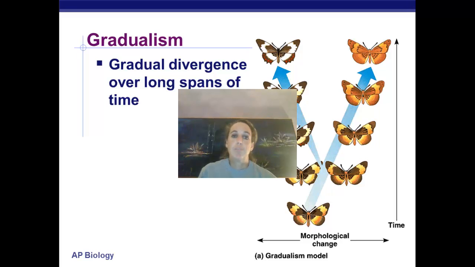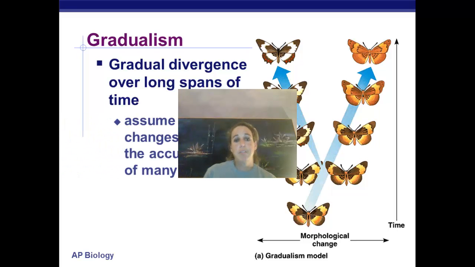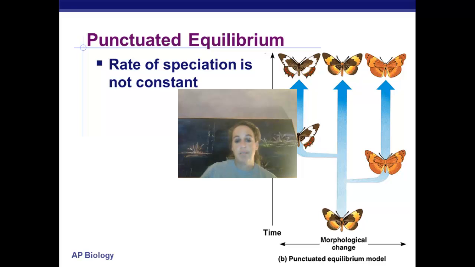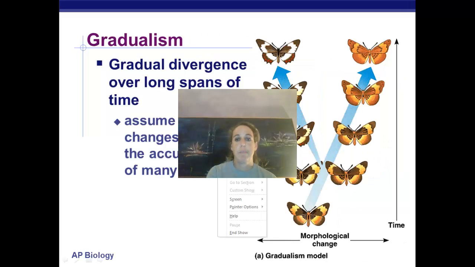Gradualism is when you have a gradual divergence over long spans of time, a gradual separation of organisms over a very, very long time. In this case, you are assuming that big changes occur over time because you get really, really small ones over many generations, and each generation is a little bit different. Let's go back to this one for a second. Here's your original parent species, and you can see how they've split off into two new species, and each generation is slightly different than the previous one on both sides. So they are gradually changing to be very different from each other.